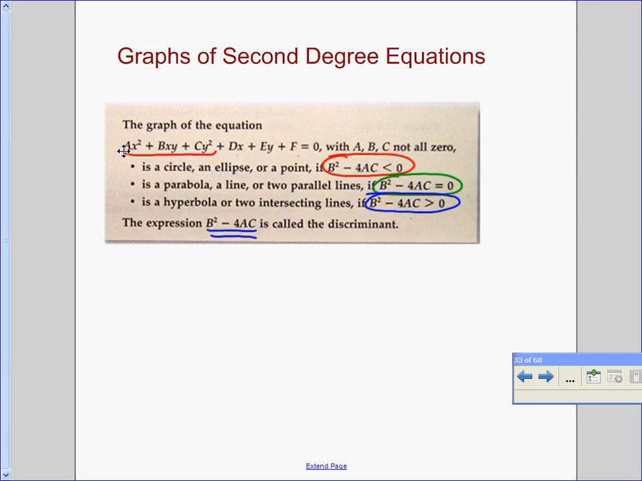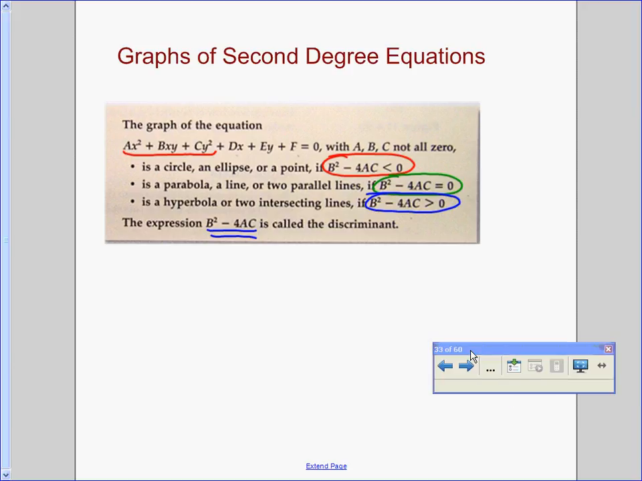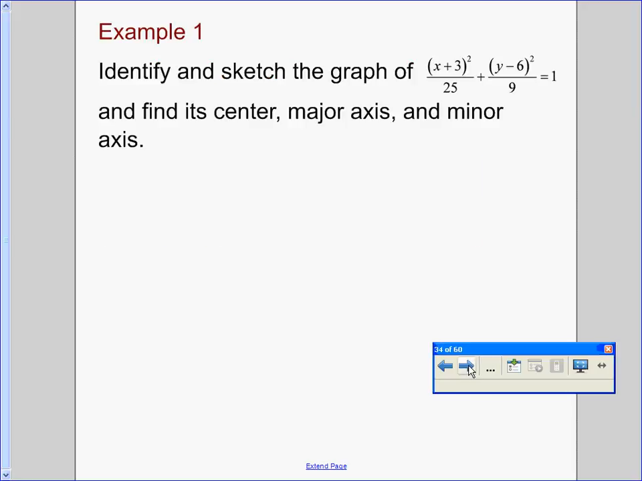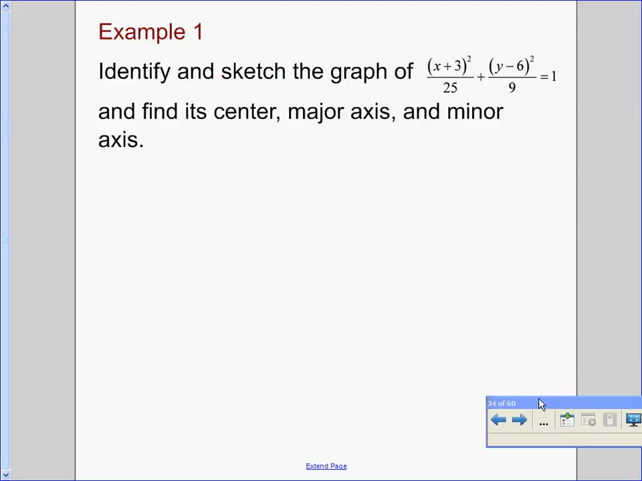You can also complete the square and be able to better identify what the conic section is. And we're going to focus primarily on completing the square when we need to. In this example, we don't need to complete the square though, so we're going to start with it. We are asked to identify and sketch the graph of this conic section. We're going to find its center, its major axis, and its minor axis.